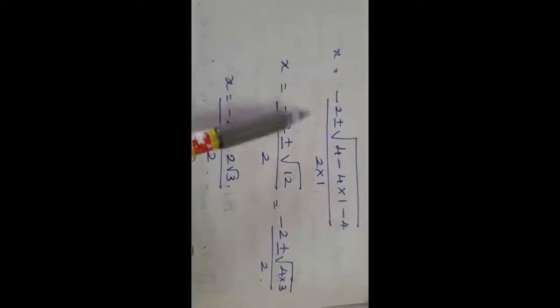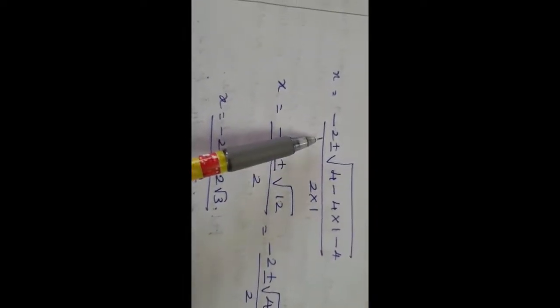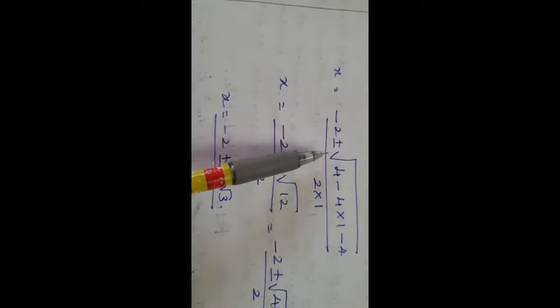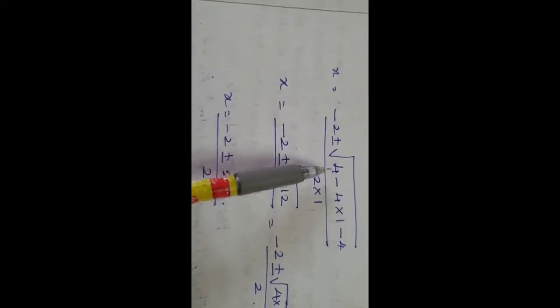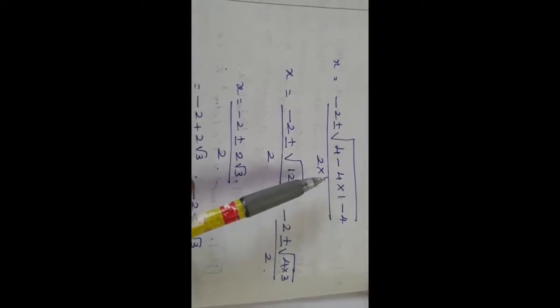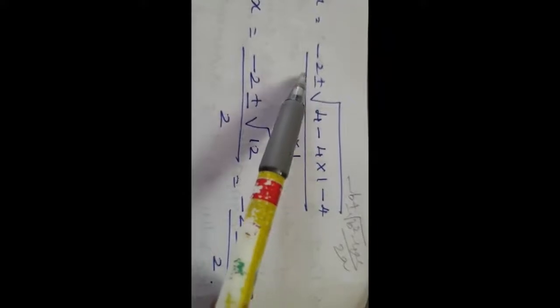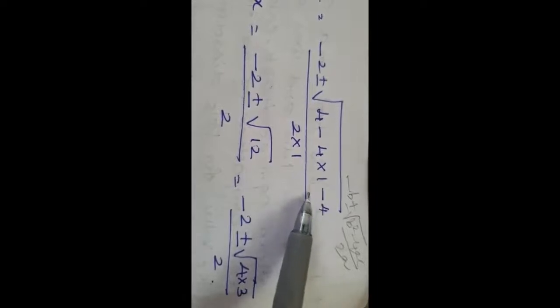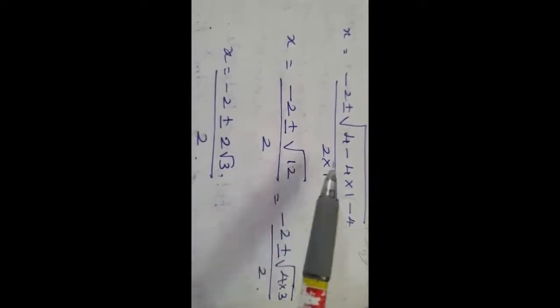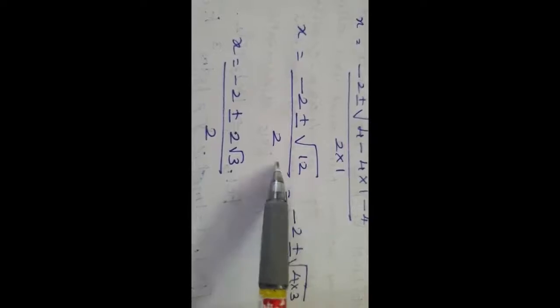Substitute here, X is equal to minus B plus or minus root of B square minus 4AC, divided by 2A. Instead of B you have to substitute 2, then B square is 4, minus 4 into A, and this is also multiplied by C. C is minus 2. Then 2 into A, A is equal to 1. Then you simplify this, and you get minus 2 plus or minus root 12, divided by 2.